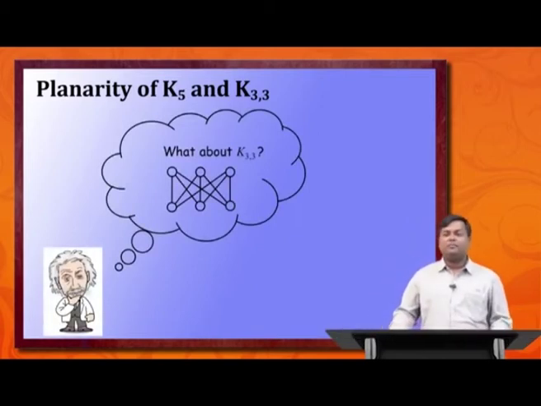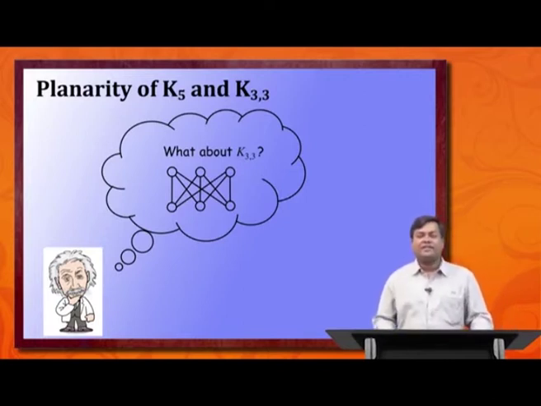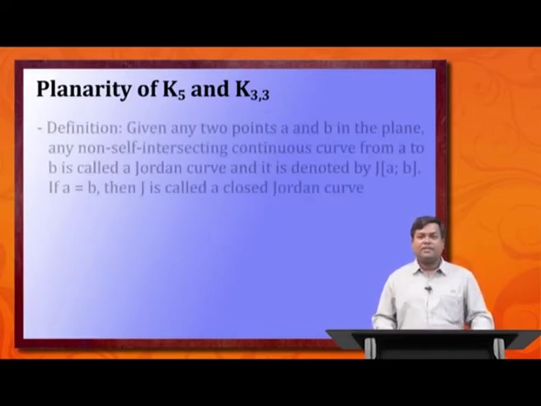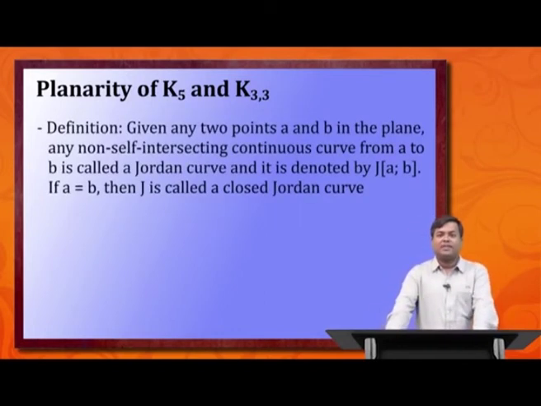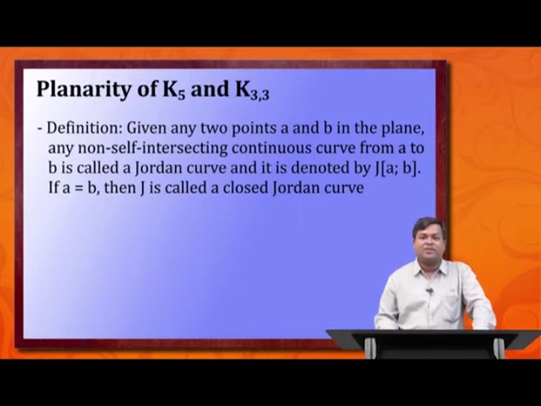To actually prove whether K5 and K33 are planar or not, we need to know some definitions before we proceed. So definition 1 is the Jordan curve definition. Given any 2 points A and B in the plane, any non-self-intersecting continuous curve from A to B is called a Jordan curve, and it is denoted by Jordan A to B. If A equals B, that is, the starting and ending points are the same, then J is called a closed Jordan curve.